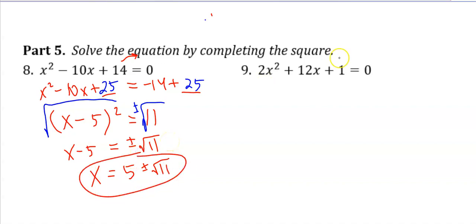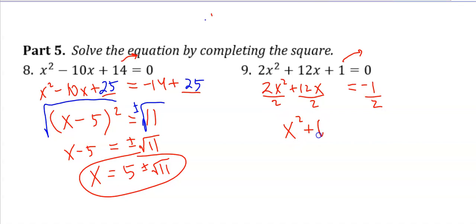Seems a little bit tougher, so we're going to move the 1 over first. We get 2x squared plus 12x equals -1. You're going to divide everything by 2. There's a fraction over there. That happens. x squared plus 6x plus blank equals -1/2 plus blank. Half of 6 is 3. 3 squared is 9. So we add 9 to both sides. If you factor that, it should be really nice.